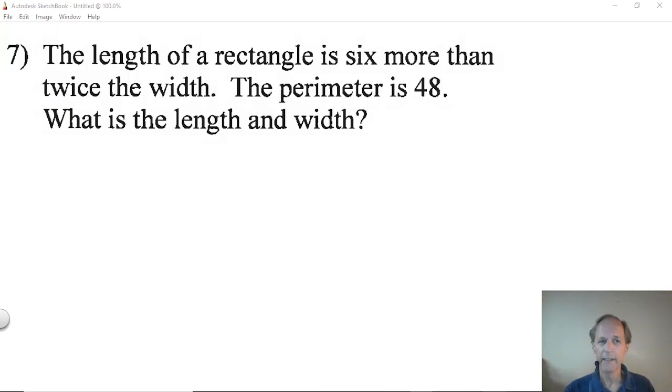So we'll read it again because we want to read and reread the problem. The length of a rectangle is 6 more than twice the width. The perimeter is 48. What is the length and width? So we need to assign a variable, and we could use length or width, either one. So which is the most appropriate to use? And we would like to only have one variable. We haven't done a lot of work with more than one variable in an equation, right?